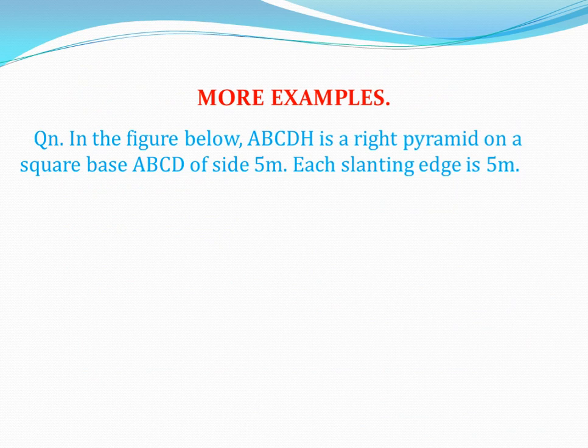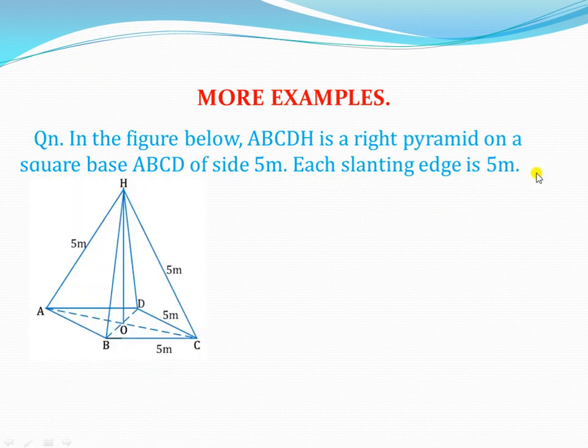And question 1 says, in the figure below, ABCDH is a right pyramid on a square base ABCD of side 5 meters. Each slanting edge is 5 meters. This is our figure that we have been describing. And what are the questions?